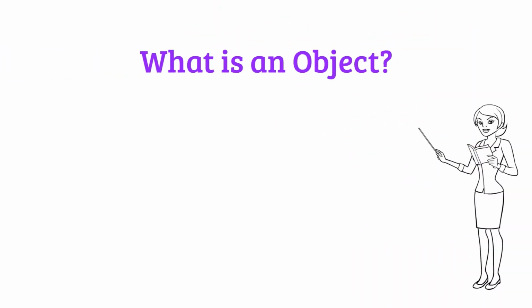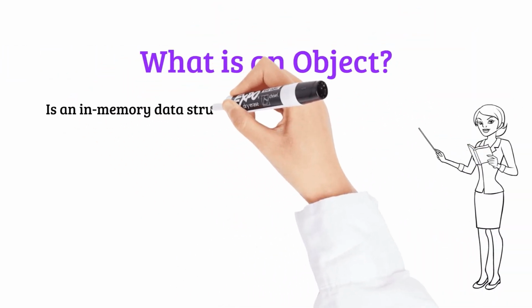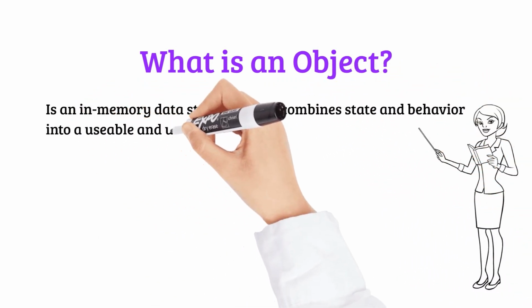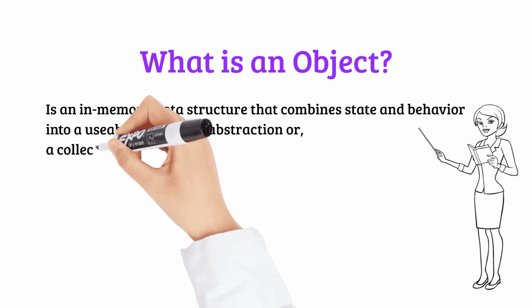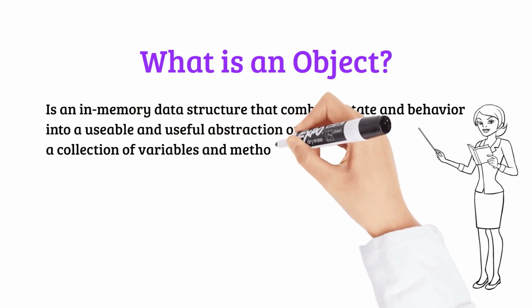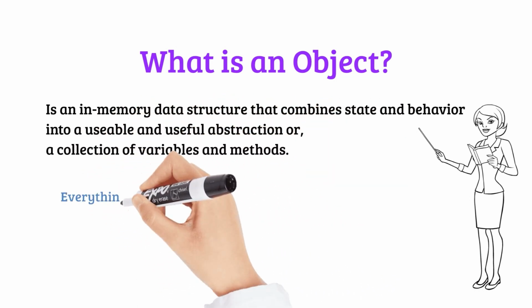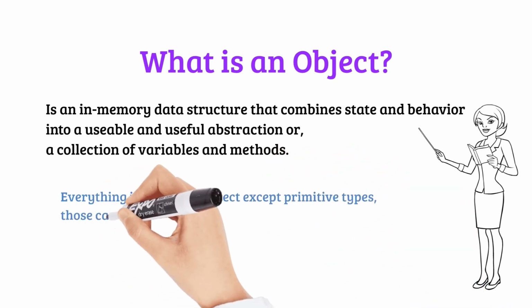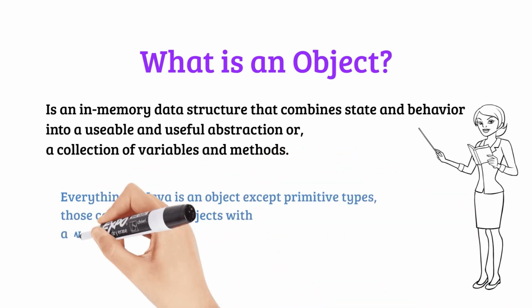What is an object? An object is an in-memory data structure that combines state and behavior into a usable and useful abstraction, or a collection of variables and methods. Everything in Java is an object, except primitive types. Those can be used as objects with a wrapper class.